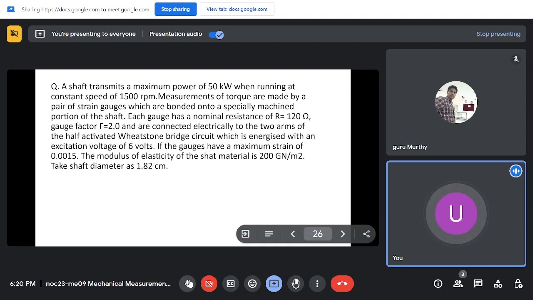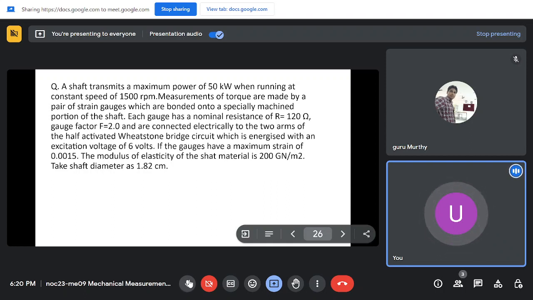To repeat, the question is, you have a shaft which transmits 50 kilowatt. So you know the power which is transmitted by the shaft, which is 50 kilowatt, and it's rotating at a constant speed of 1500 rpm. So that is also known. You have a shaft rotating at 1500 rpm, transmitting a power of 50 kilowatts.